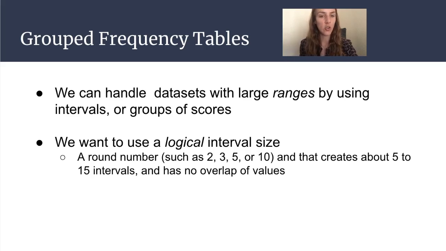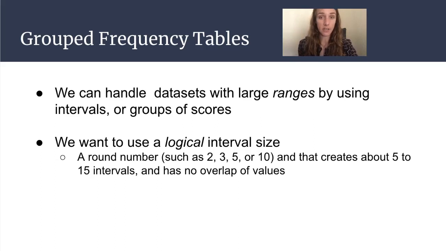And we want a logical interval size, something reasonable for the data that we're looking at. Nice round numbers like 5s or 10s. If you're working with a smaller data set, something like 2s or 3s, and sometimes even larger, maybe groupings of something like 50s or 100s. But at the end of the day, we want about 5 to 15 intervals for a given data set. So we have a little bit of a procedure for determining this, but for our sake here, I'll be giving you intervals to work with.